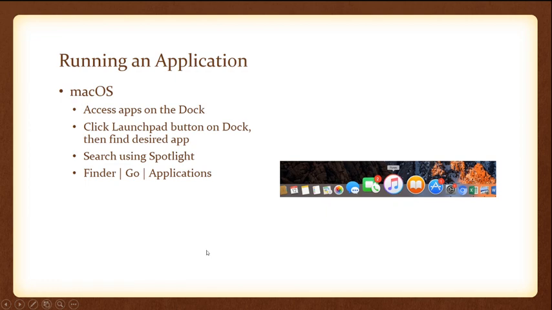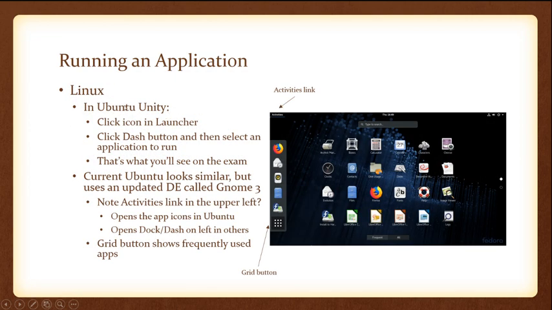The third OS I want to talk about is Linux. And Linux, this is for Ubuntu Unity. You can click on the icon in the launcher. Remember, the launcher is over here on the side. You can click on the icon over here to be able to do that. You can click on the dash button and then select an application to run.